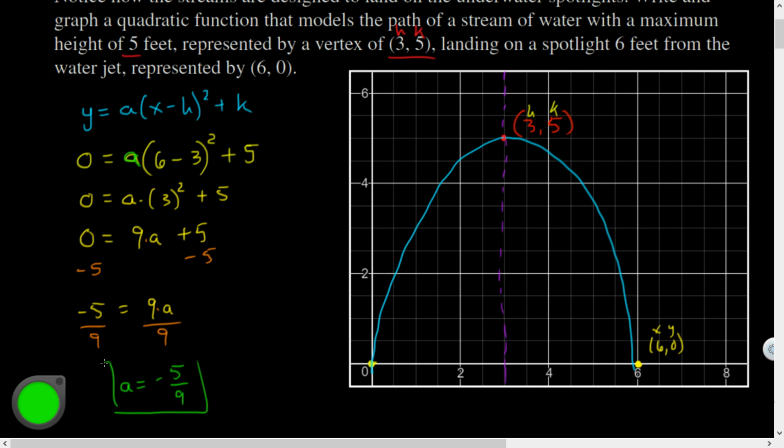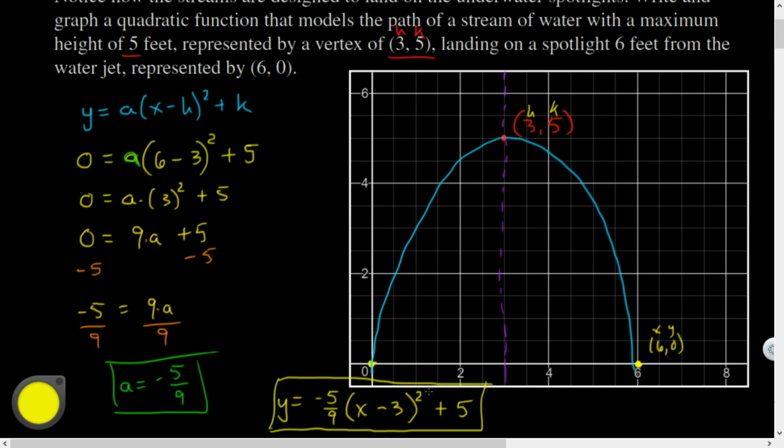All right, so even though that's weird, I just found the equation using a and h, k. I could now write the equation of this parabola as y equals negative 5 ninths parentheses x minus 3 all squared plus 5. And so with a little bit of information, I was able to now write an equation for this parabola. And I could then even in the future make predictions using this equation.